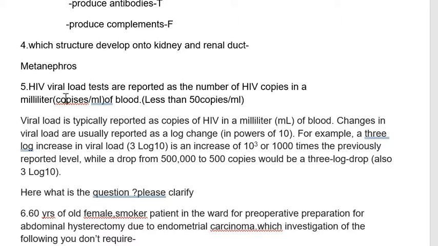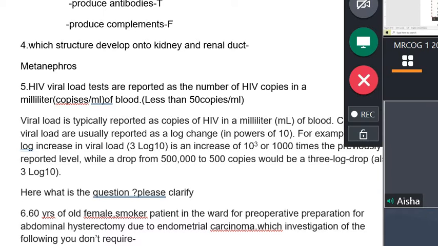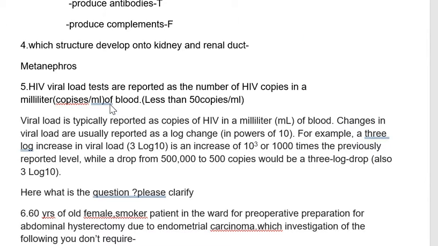Question number 5. HIV viral load tests are reported as the number of HIV copies in a milliliter of blood. How many copies per ml? You can say that less than 50 copies per ml, and that is how the viral load is represented. Don't confuse it with the CD4 cells. CD4 cells are going to tell you how good or bad your immune system is. That is the reason.